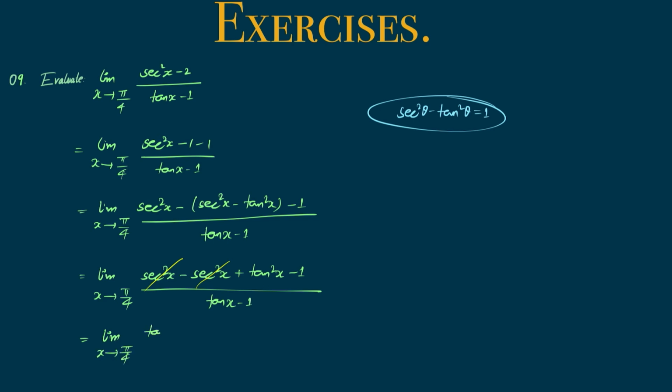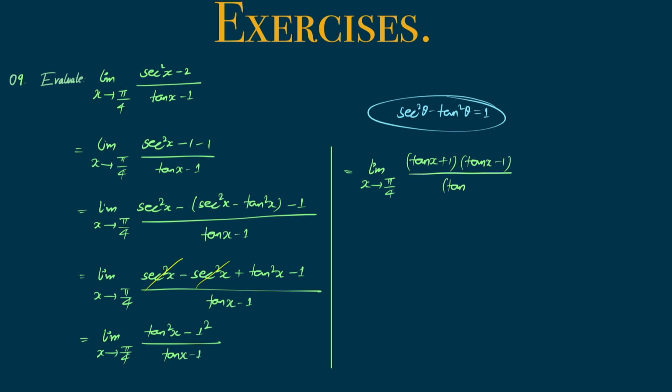Now here we can write tan square x minus 1, and 1 can be written as 1 square, divided by tan x minus 1. Since my numerator is in the form of a square minus b square, the formula for that is (a plus b) into (a minus b), so it is tan x plus 1 into tan x minus 1, divided by tan x minus 1. Now this expression and this expression cancel, so we are left with limit x tends to pi by 4 of tan x plus 1.